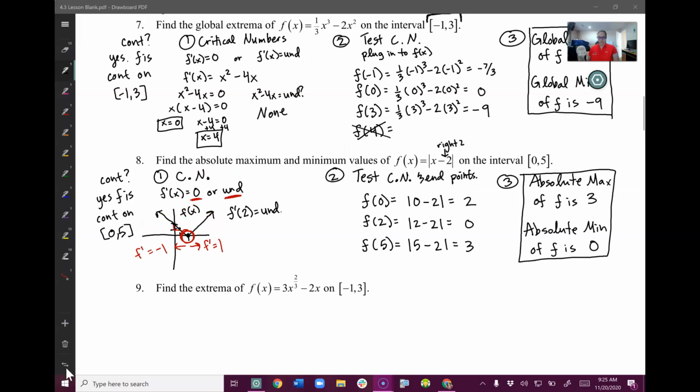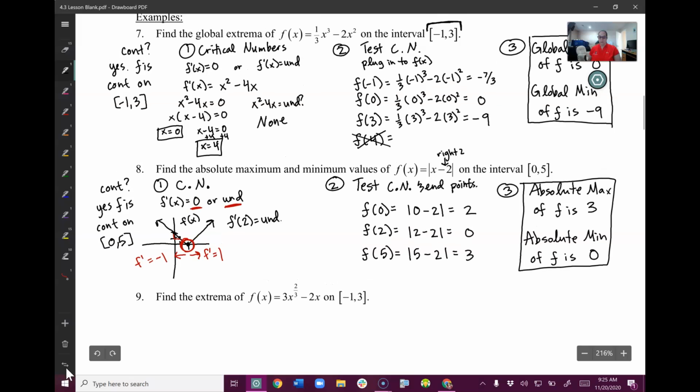Okay, sorry, I had to pause for a second, come back. So we've got our answers right here. The absolute max of f is 3, because that's the biggest y value. The absolute min of f is 0, because that's the smallest y value. In the next video, we'll do 2 more examples of problems where we test this out and find these absolute extrema.